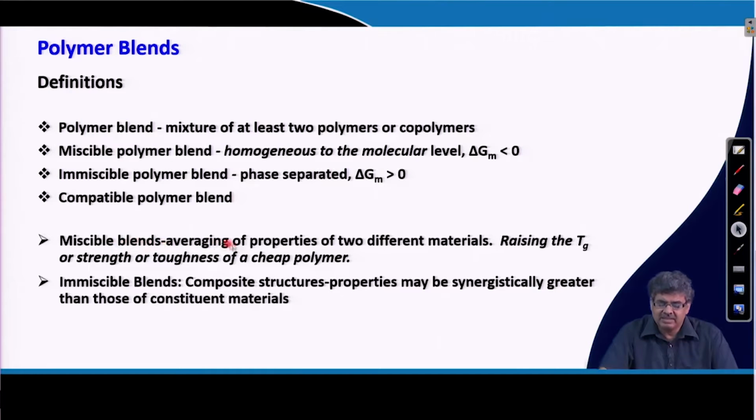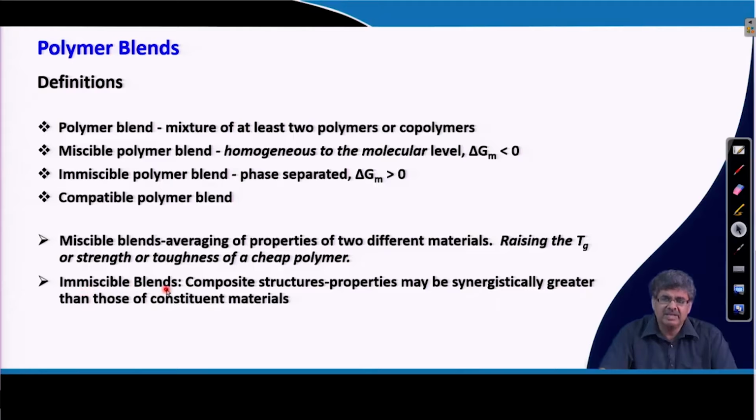Miscible blends have averaging of properties between two materials. For example, if we are using two polymers having two different Tg, then it will raise the Tg of the lower component, or it will raise the strength or toughness of a cheap polymer. So, sometimes miscible blends are created to increase the strength, Tg or toughness of a cheap polymer by adding some other polymer.